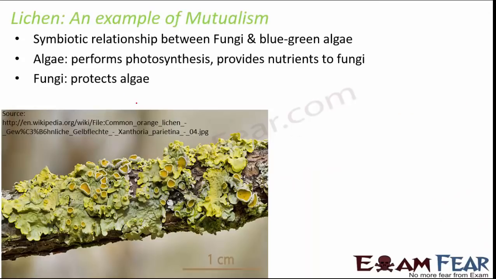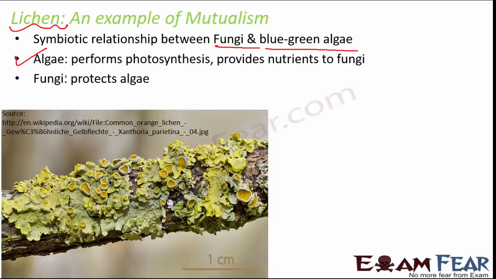Now one of the most famous examples of mutualism is lichen. So it is a symbiotic relationship between fungi and blue-green algae. Symbiosis again is the name given to a specific type of mutual relationship where two organisms are benefited from each other. So in this case, this picture shows the lichen.